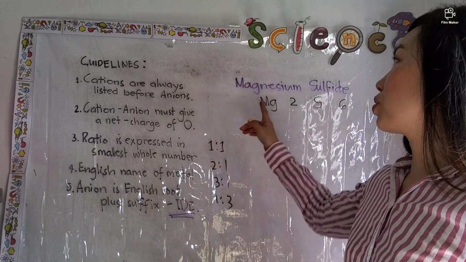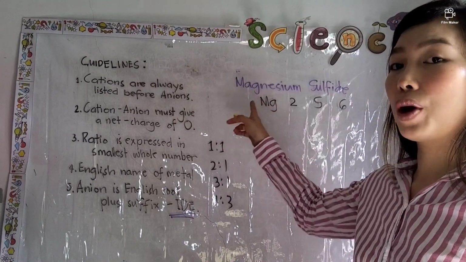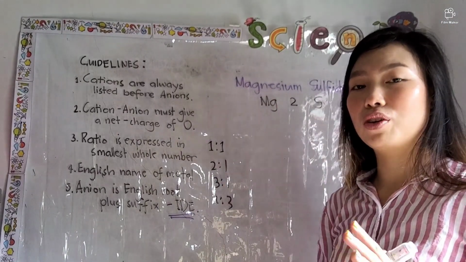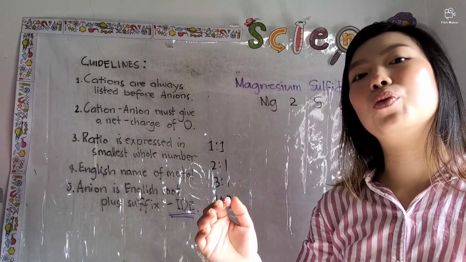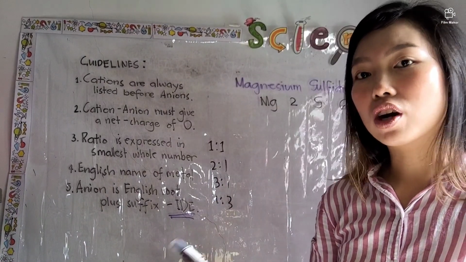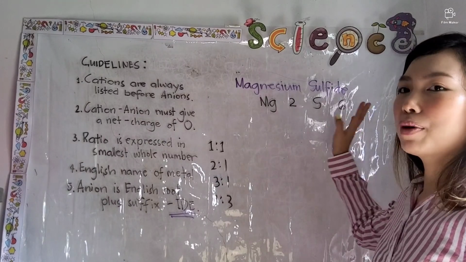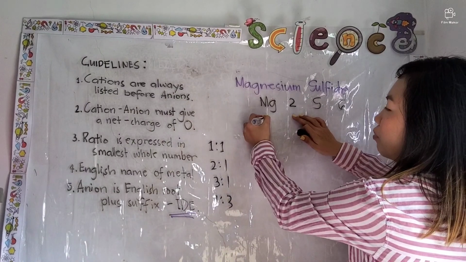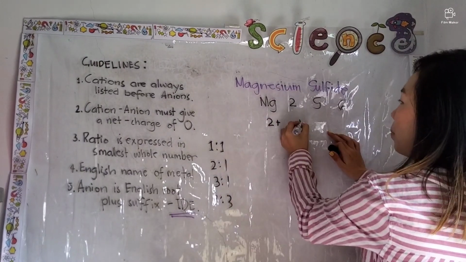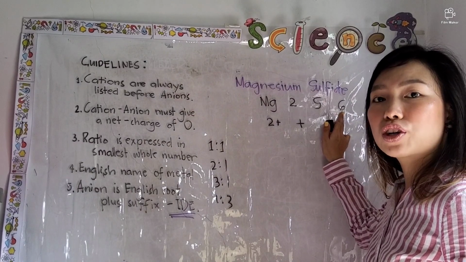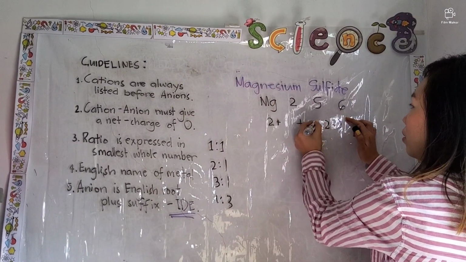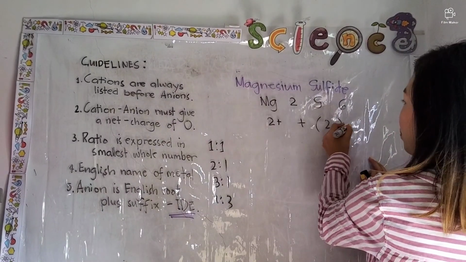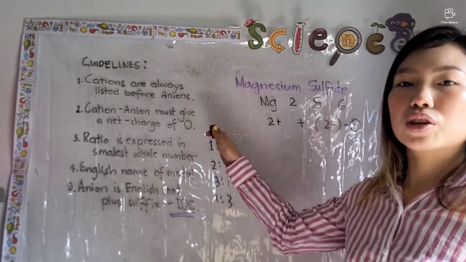Bakit 1:1 ratio? Because magnesium has to lose 2 electrons, and sulfur has to gain 2 electrons. So, the ratio is 2:2, parehas. Wala tayong gagawing cross charge method. Now, after mo malaman kung nasang group nila, then give me the charge of their ions. So, Mg will have 2 positive, plus sulfur has a charge of 2 negative. So, positive 2 plus negative 2 is equals to 0. So, we achieve the net charge of 0.